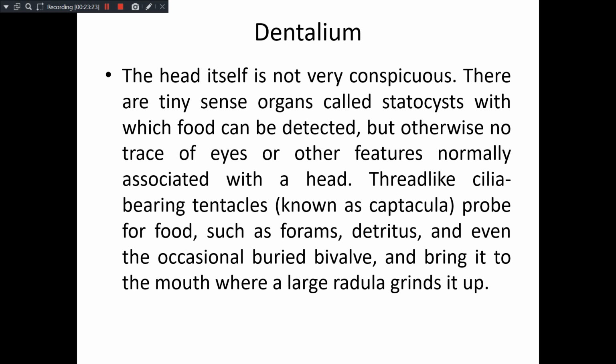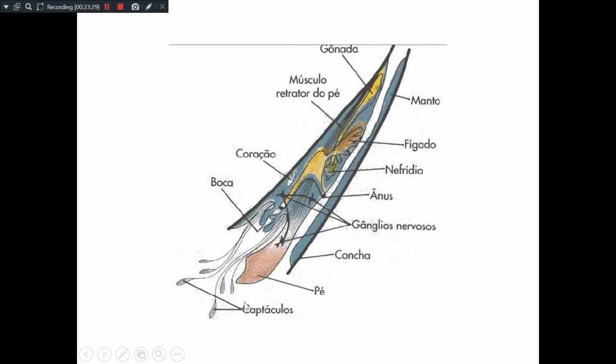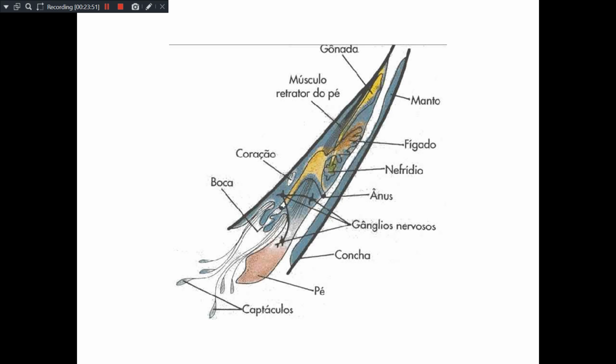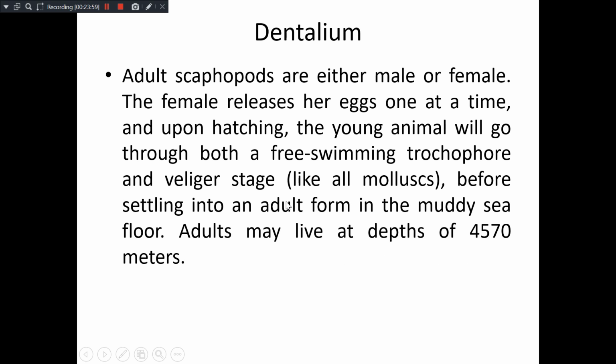The thread-like, cilia-bearing tentacles, known as the captacula, also probe for food such as foraminifera, detritus, and even occasional buried bivalves. Once the food is brought into the mouth, the large radula grinds it up. In the mouth there is a large radula, and the radula is meant for grinding the food.